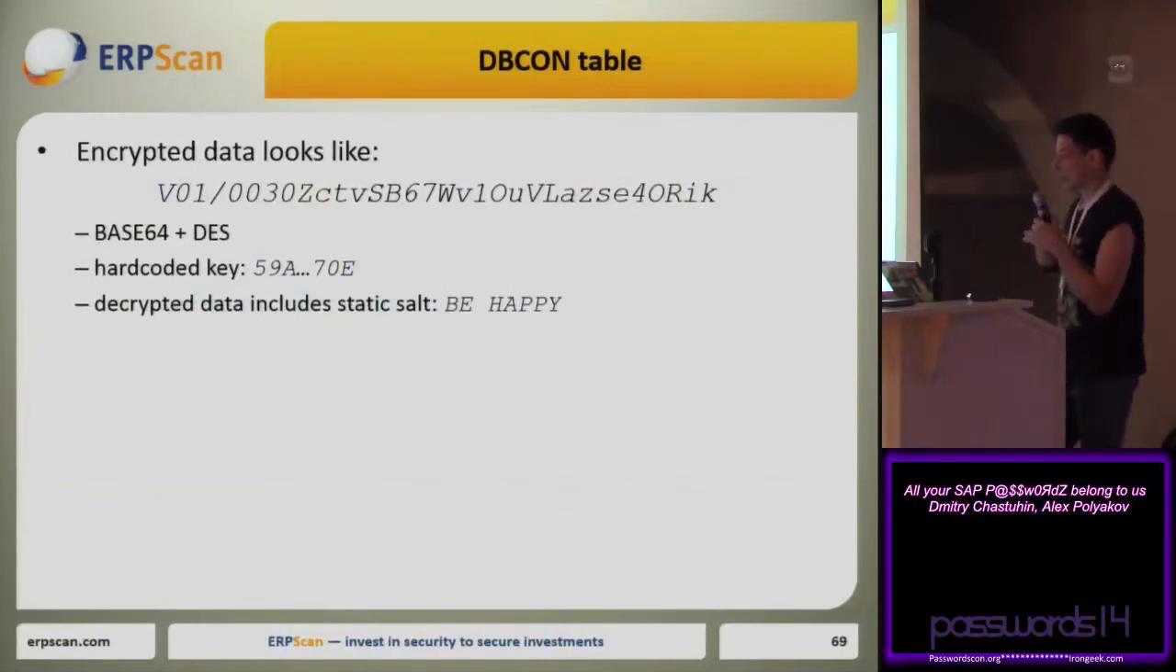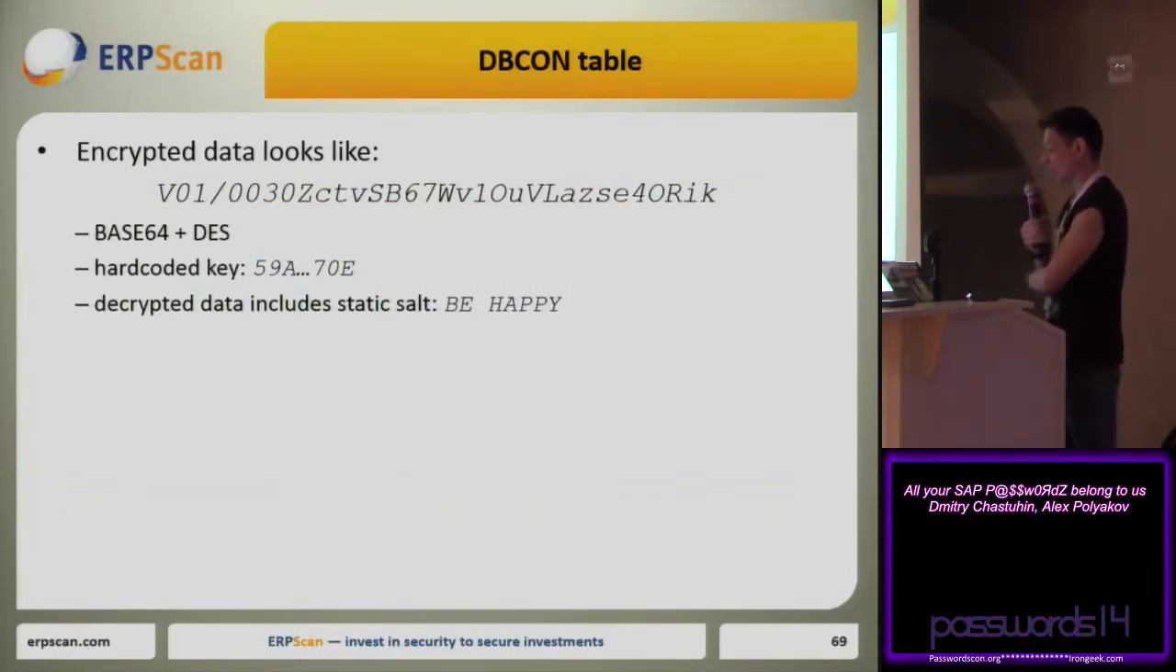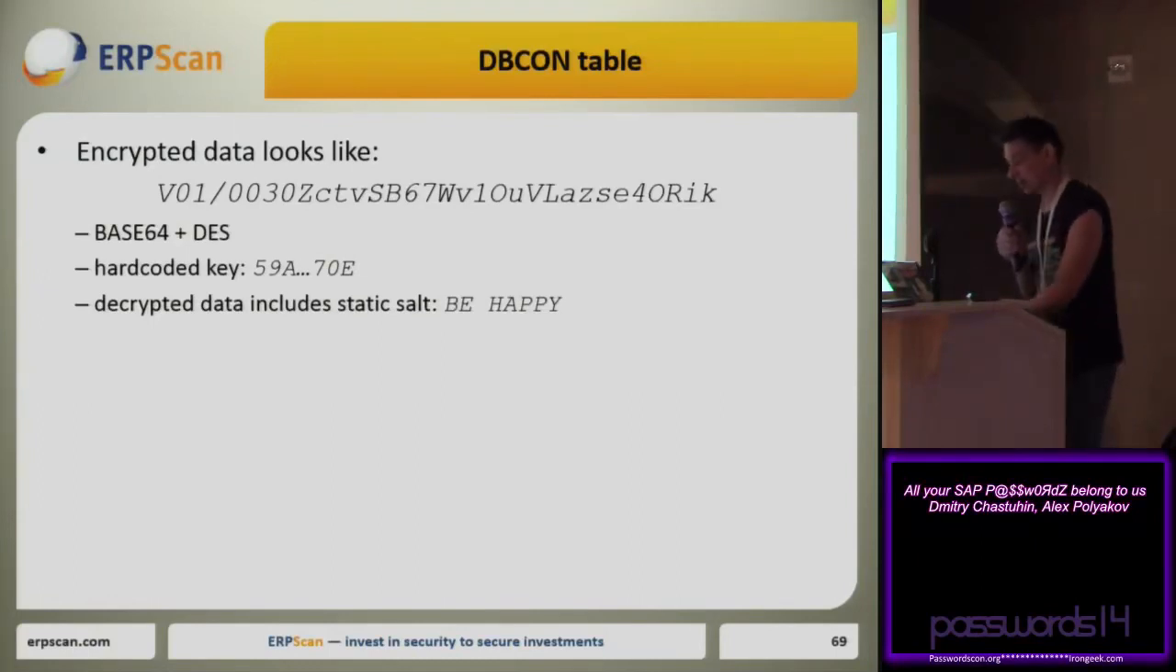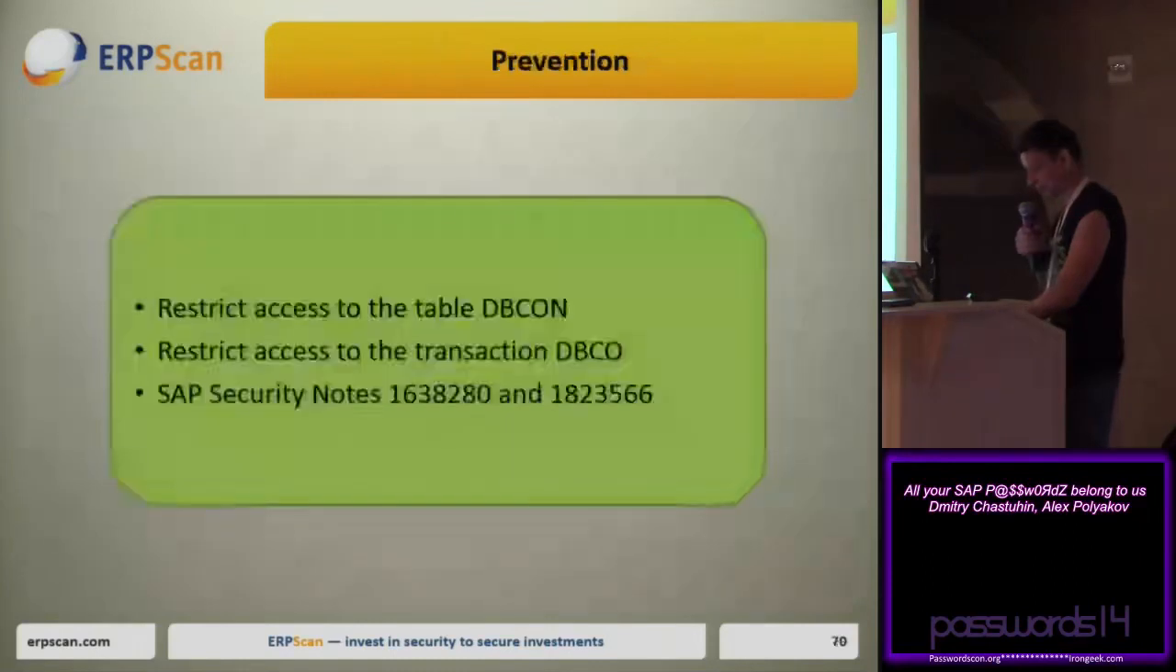On this slide, you can see an example of encrypted data. For encryption, this algorithm is used, and after encryption, the result is encoded using the base64 algorithm. The key used for encryption is again hard-coded. You can see it on the slide, and this key is equal on different SAP systems. That's why we can easily use it in a pen test. With the payload, a static salt is also encrypted. Be happy. And a little bit about prevention.